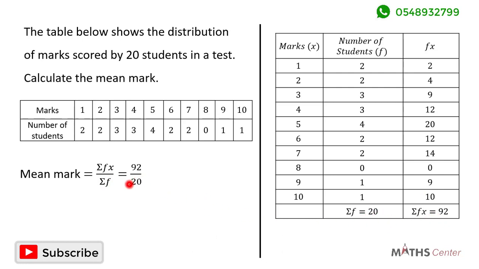So sigma fx divided by sigma f is equal to 92 divided by 20. 92 divided by 20 is 4.6. So it means that the mean mark of the class is 4.6.